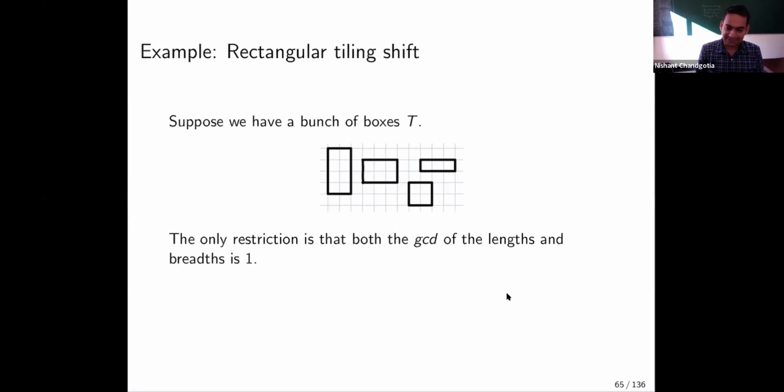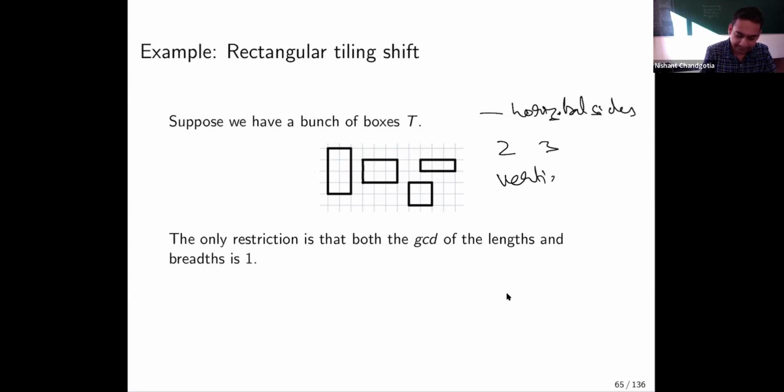So just to have some examples in mind, take a bunch of boxes, rectangular boxes. The only restriction I would put here, so that the space be a little interesting, is that the greatest common divisor of the sides is 1. So here, if I look at the horizontal sides, there are 2 and 3, and the vertical sides are 3, 2, 1, and 2. In all cases, the GCD is 1.